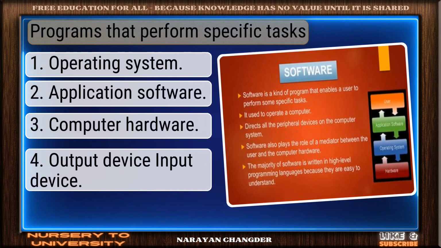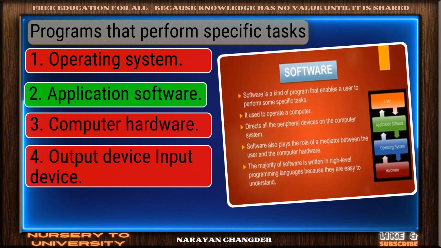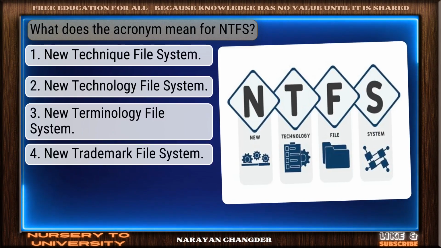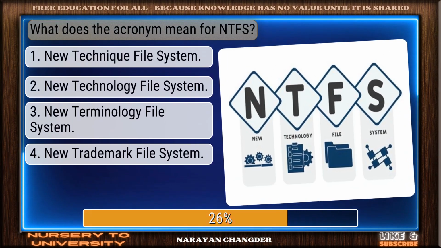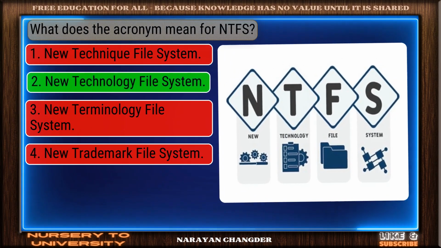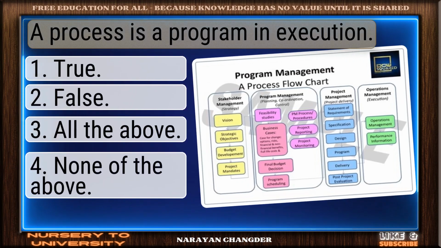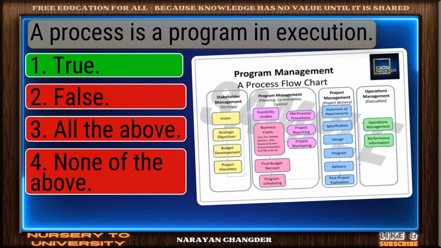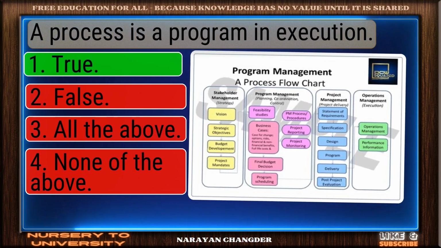Programs that perform specific tasks. Right choice. Application software is the best answer. What does the acronym mean for NTFS? Perfect. New Technology File System is the correct choice. A process is a program in execution. Well-reasoned. True is the correct choice.